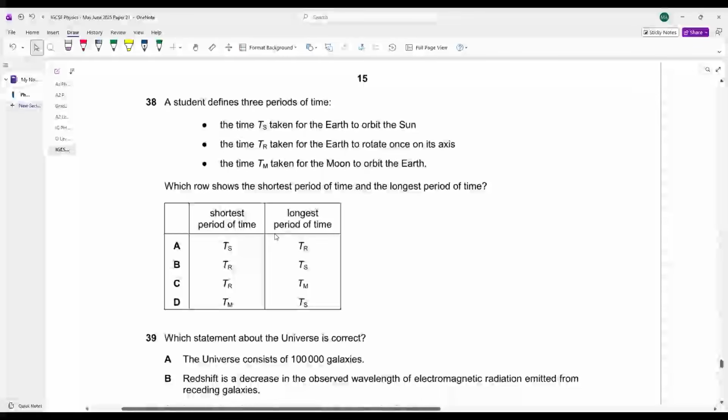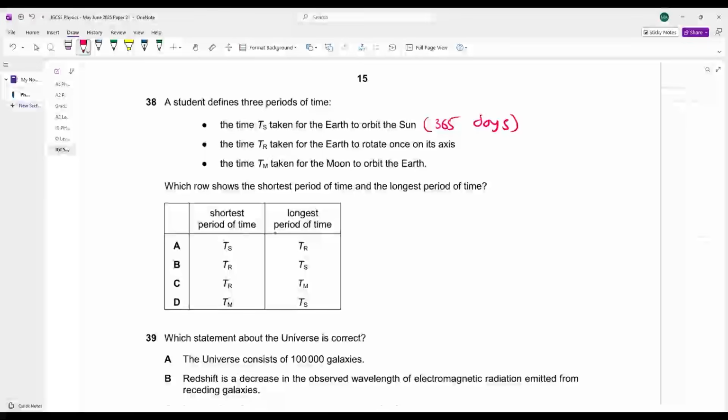Okay. A student defines 3 periods of time. The time taken for Earth to orbit around the sun, that is 365 days. Okay. The time taken for the Earth to orbit, या rotate once around its axis, that is 1 day after 24 hours. The time TM taken for the moon to orbit around the Earth, that is 28 days. Okay. It is the shortest period of time, TR. So A or D cancel out. Which is the longest period of time? 365 days. That is TS. B is your answer.